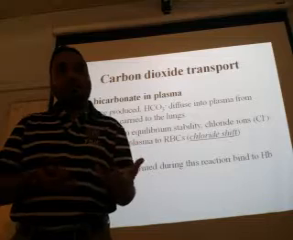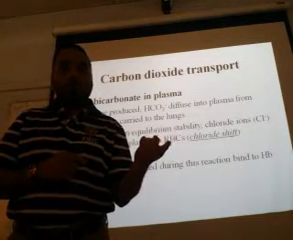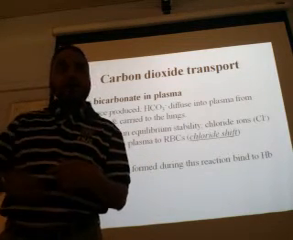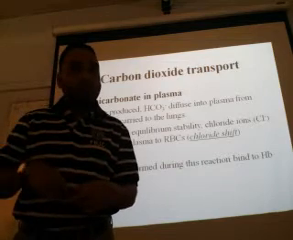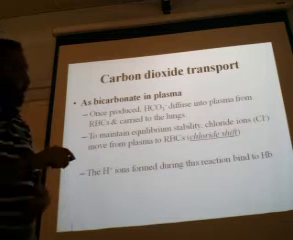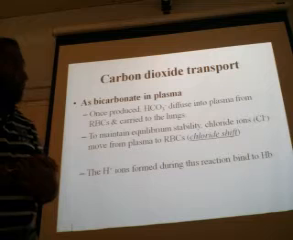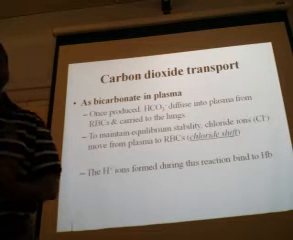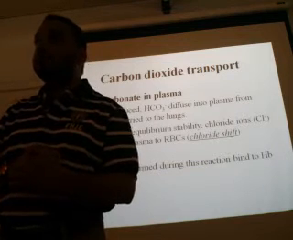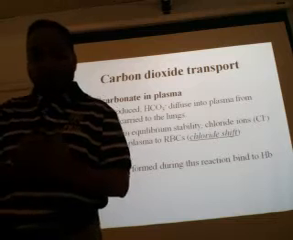Now this will cause disturbance within the cell because the negative is going out. So to compensate for the going out of the negativity, one negative ion will come in, and that negative ion is chloride. Chloride ion. And this phenomenon is called chloride shift. What is chloride shift?